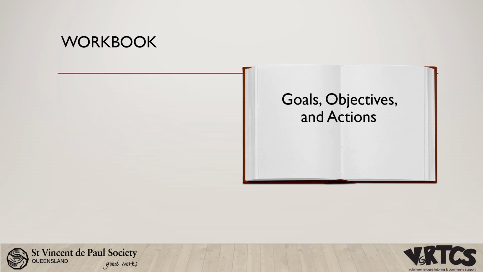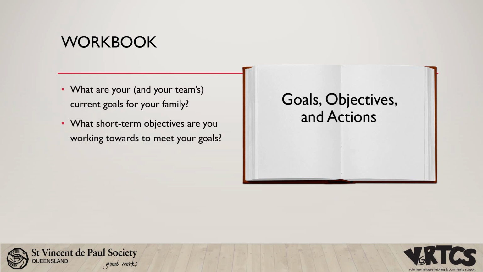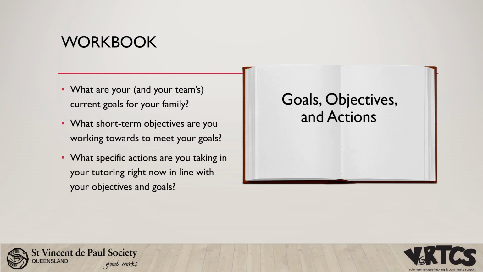In a moment, I'm going to get you to pause this video and take out your workbook. Go to question number 1 and you'll see that there are 3 spaces for you to insert answers to the following questions. What are your and your team's current goals for your family? What are the short-term objectives that you're working towards to meet these goals? What specific actions are you taking in tutoring right now in line with your objectives and goals? Pause the video, and once you're finished filling this out, please start the video again.